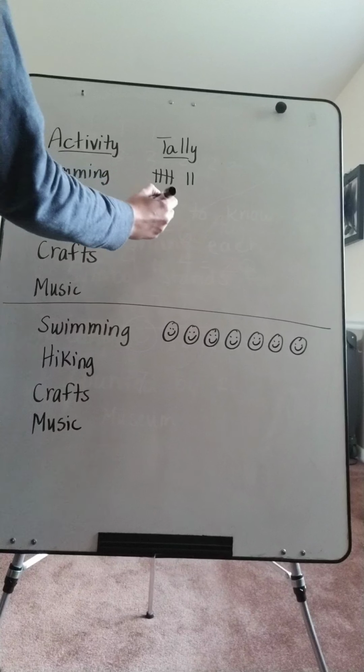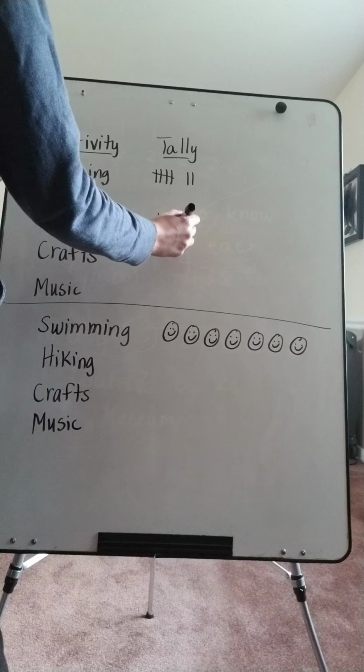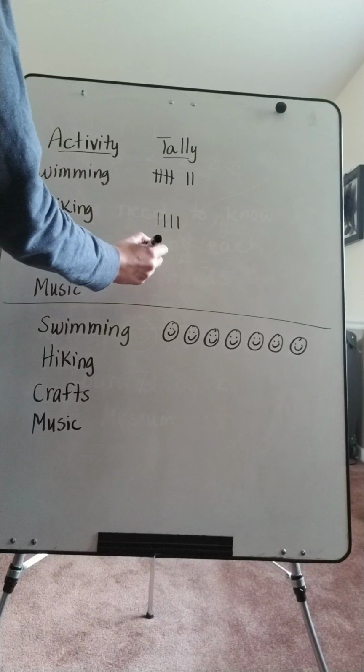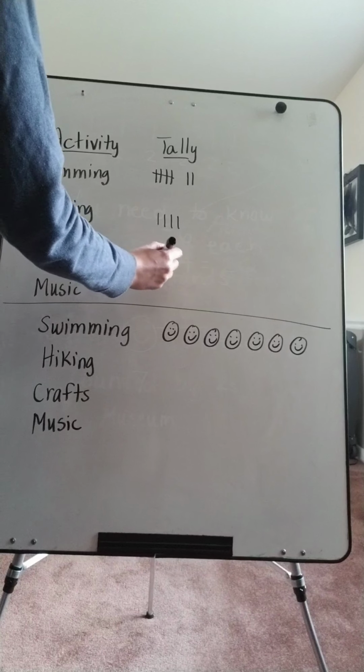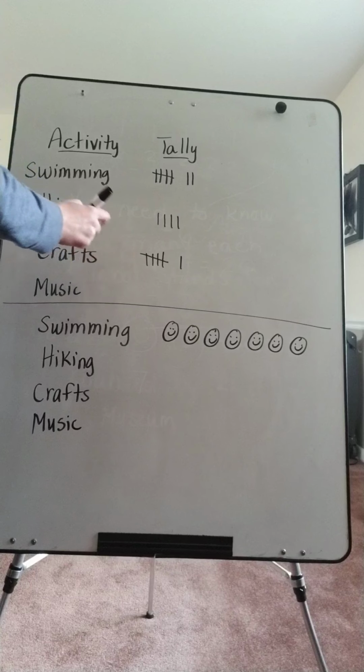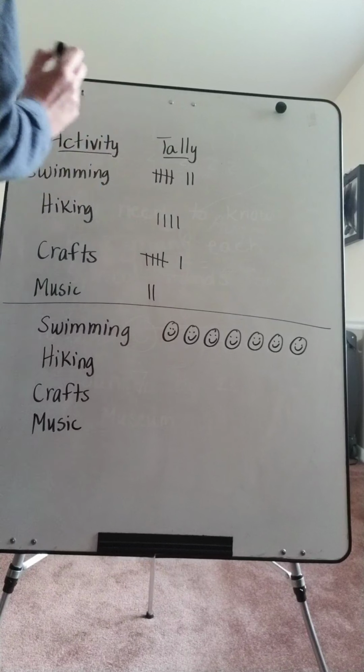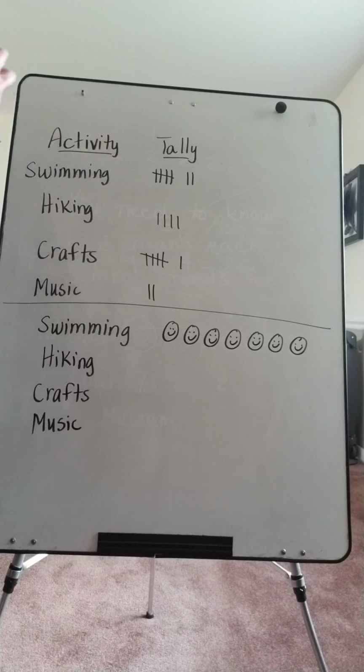4 kids chose hiking. So put your 4 tally marks. 6 chose crafts. Don't forget to bundle when you get to 5. And then 2 chose music. All right? So your tally chart, very simple, should look like that. Then we have to fill in our picture graph.